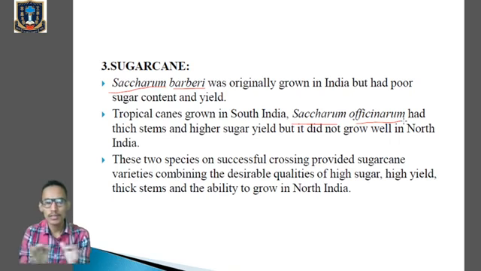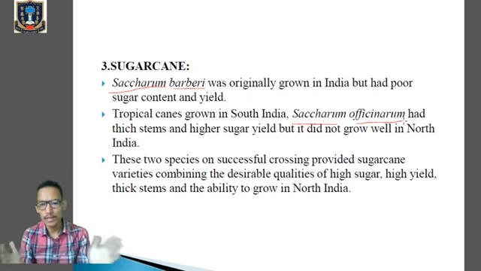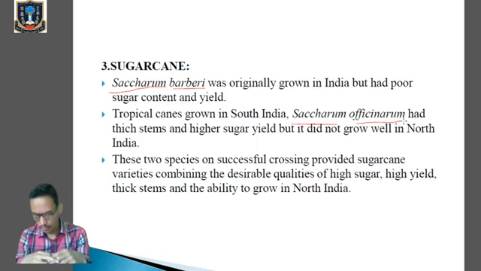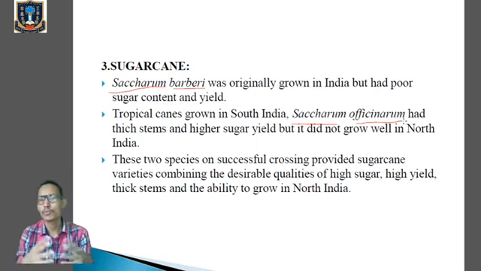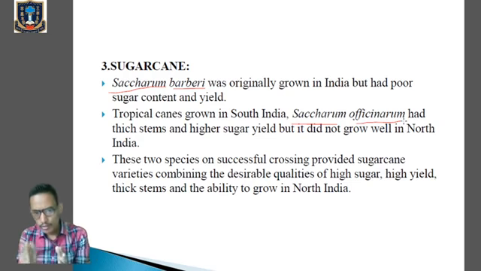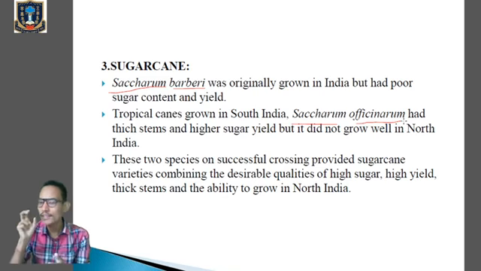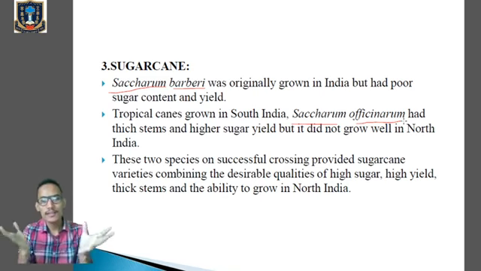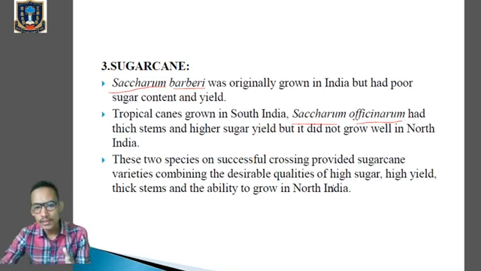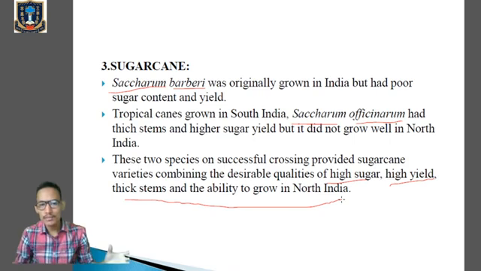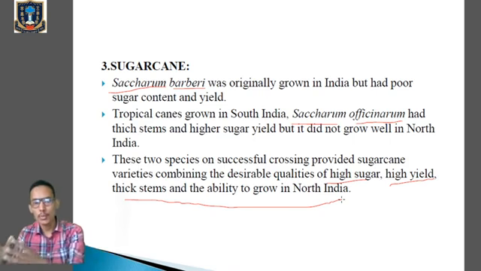So what can we do? With the help of plant breeding techniques, we can combine the genes of these two particular sugarcane varieties. These two species were successfully crossbred through cross pollination. The progeny which was produced contains the desirable characteristics. And what are the characteristics? High sugar yield, high production, thick stems, and the ability to grow in North India. So the characteristics of both parents were present in the progeny.